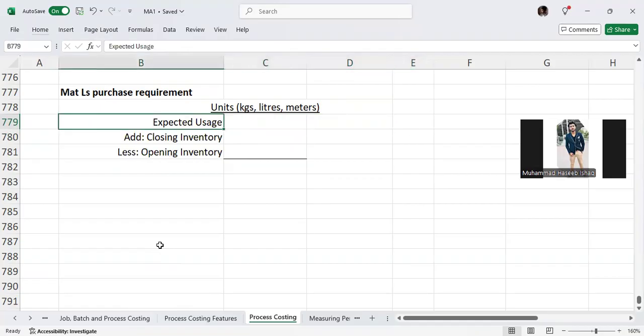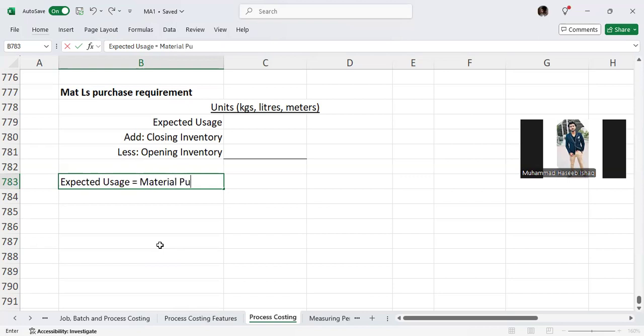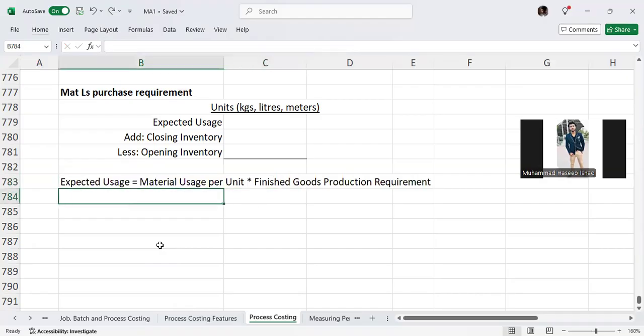Now the question is how are we going to calculate the expected usage? You must remember that expected usage is calculated as material usage per unit multiplied by finished goods production requirement. Expected usage is equal to material usage per unit multiplied by finished goods production requirement.